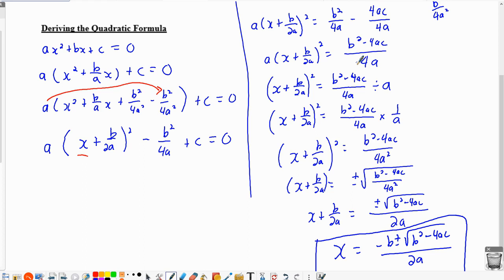With all the b's and a's and c's, who's keeping track of all this stuff? Only me. I'm the only one who has to keep track of all this stuff and be able to do all those steps. Do you have any questions about those steps?